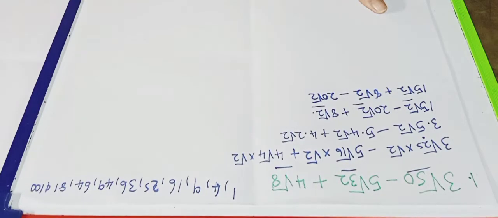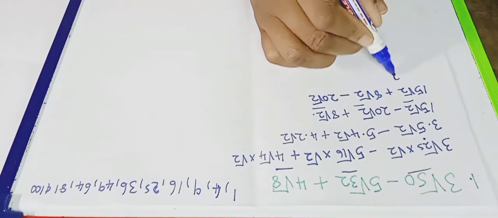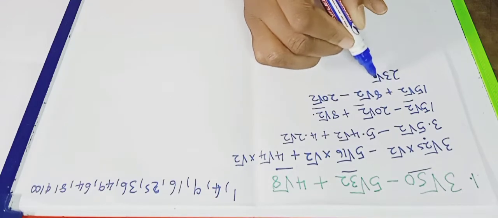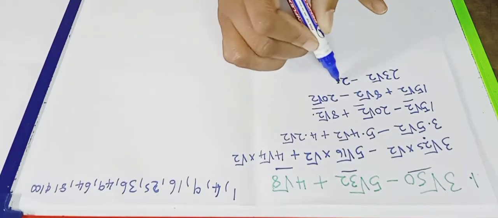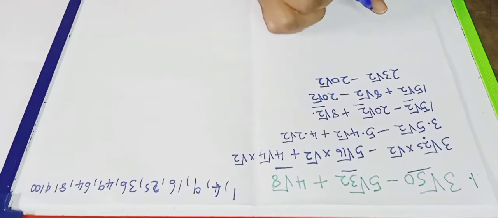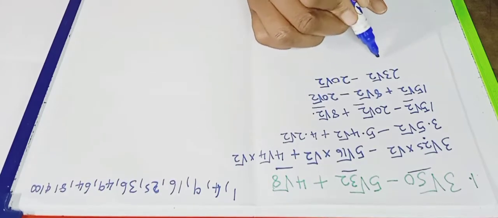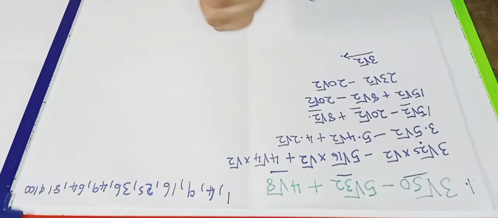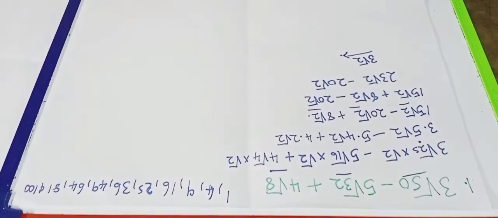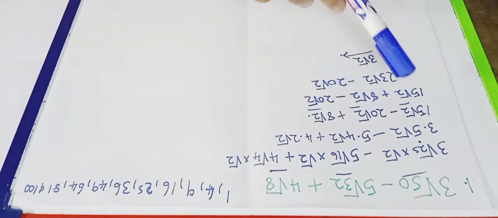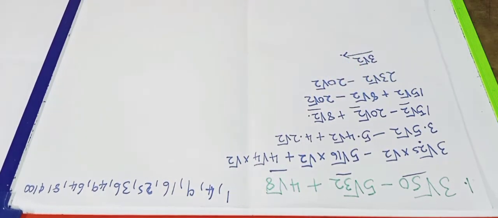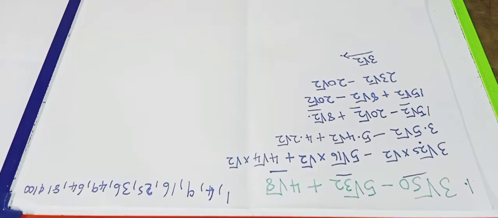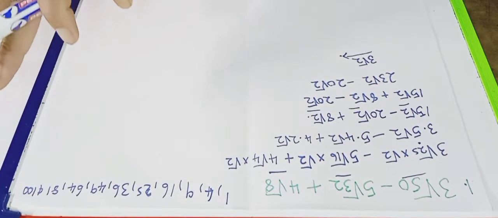Subtraction comes last. What is 15 plus 8? That is 23 root 2 minus 20 root 2. 23 minus 20 is 3. So our answer is 3 root 2. You can only add or subtract your sets when they are the same, like this, in this case they are all root 2. That was our first question today.